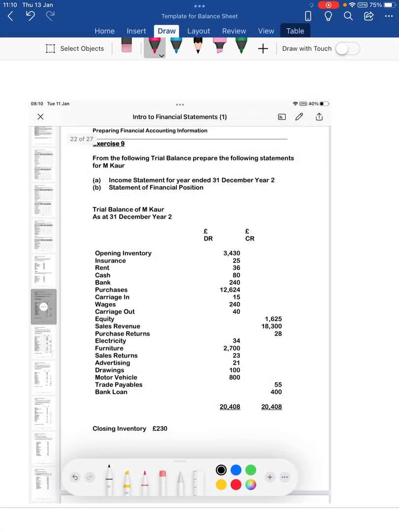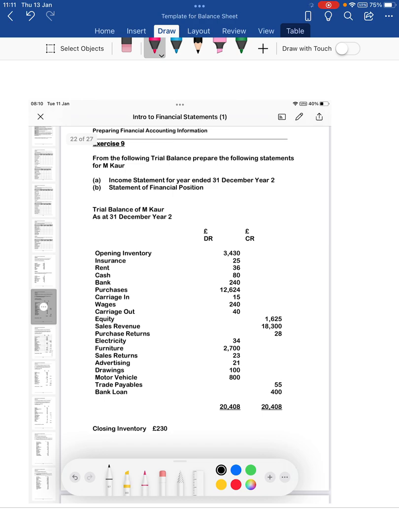Hi there. So today we are going to be working on our final accounts. Up until this point we have looked at the income statement on its own, and then we looked at the statement of financial position, and what we're going to do today is bring it all together to complete our final accounts.